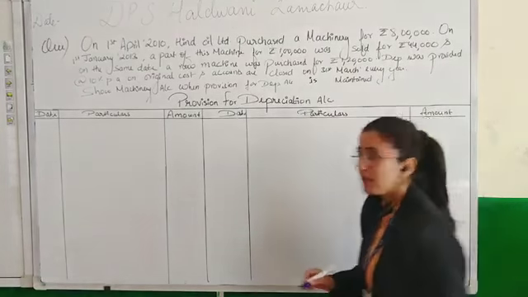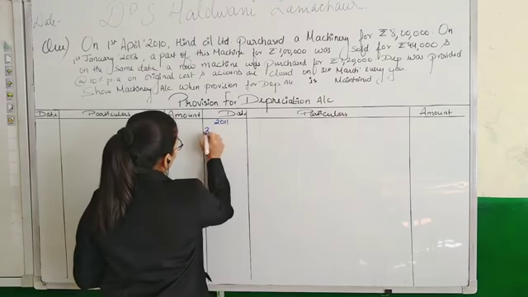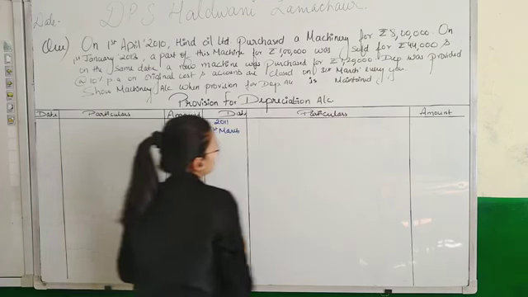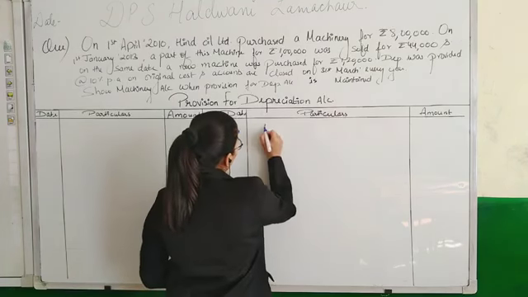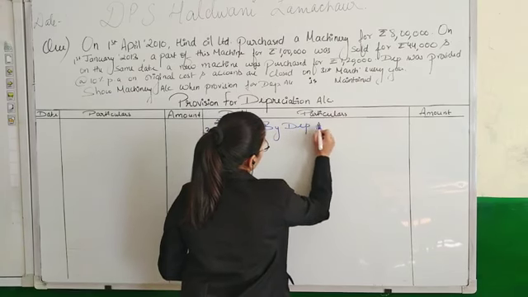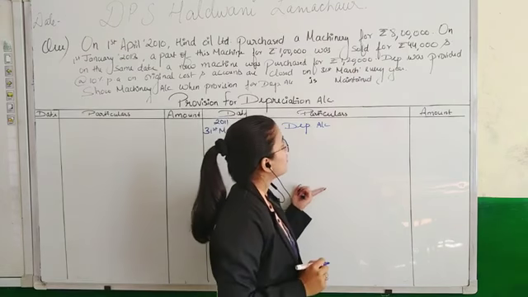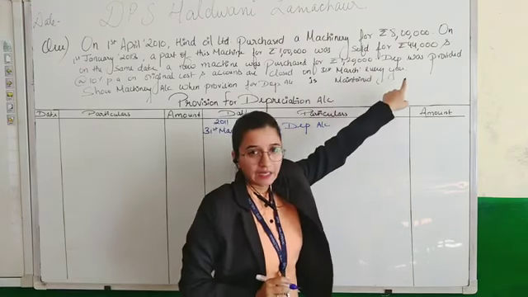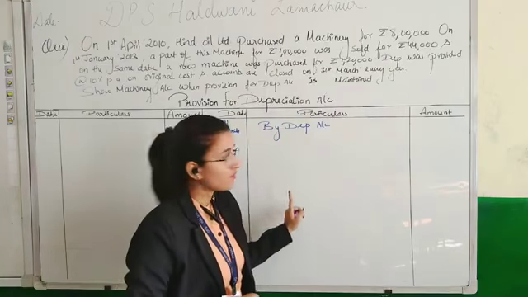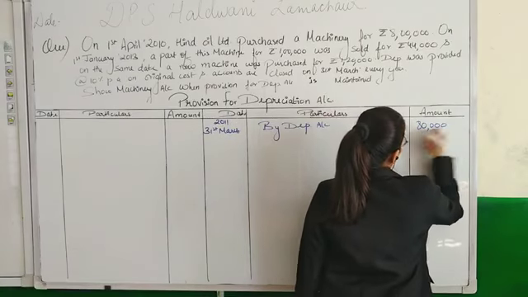The end of the year will be 31st March 2011. Depreciation will be recorded as by depreciation account. So the amount of machinery purchased was 8 lakh, and the rate of depreciation is 10%. 10% of 8 lakh will be 80,000.